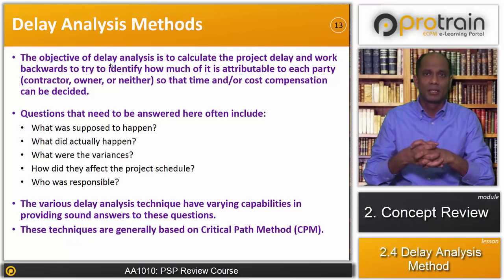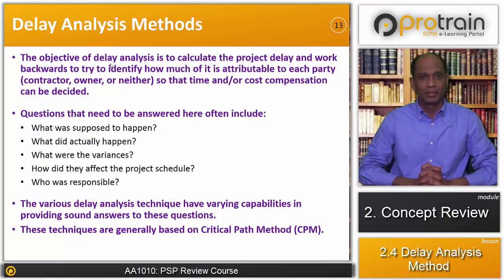Questions that need to be answered during the delay analysis method often include: what was supposed to happen, that is the baseline schedule, what was planned; what did actually happen, updated schedule; what were the variances, variance between the baseline and the actual schedule; how they affect the project completion; what was the cause of the variance, the delays to the project, and how they affect the project schedule; who was responsible for the delays.